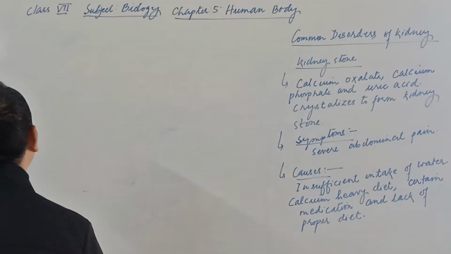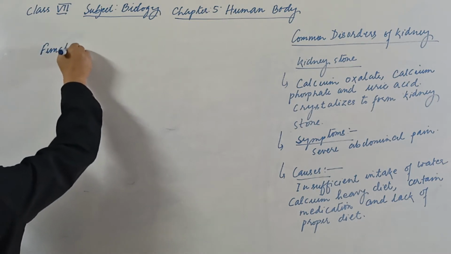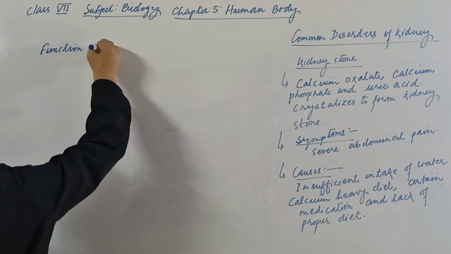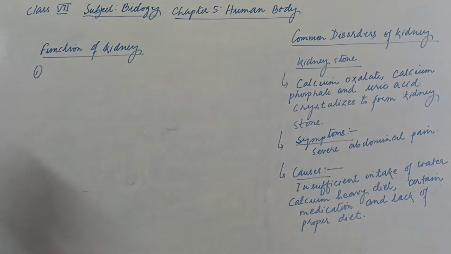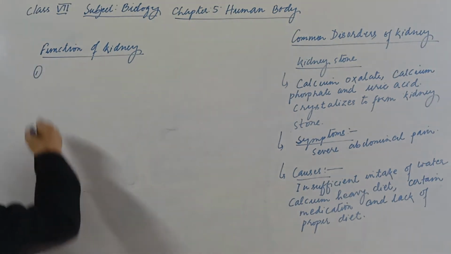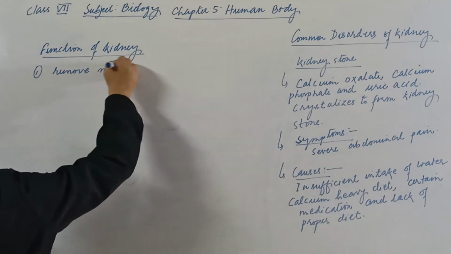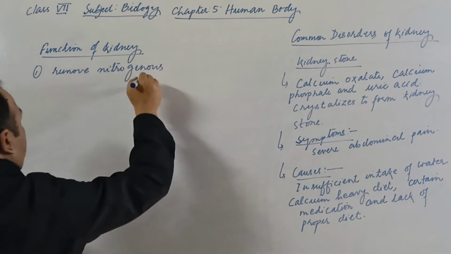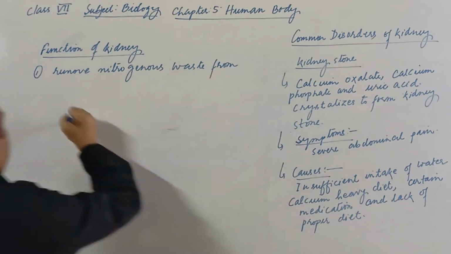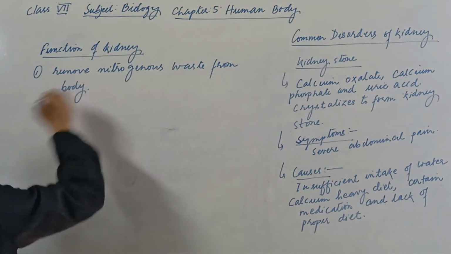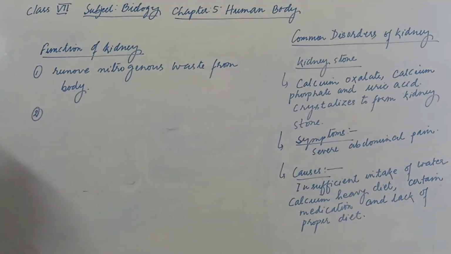So function of kidney, if you are asked. Number one, the main function of kidney is to remove nitrogenous waste from the body, and this is usually done in the form of urine.